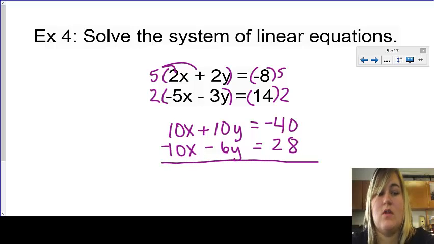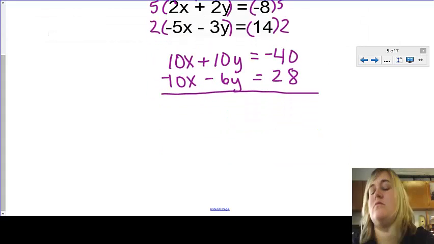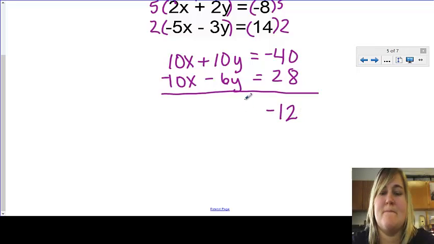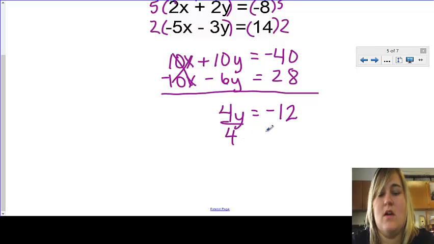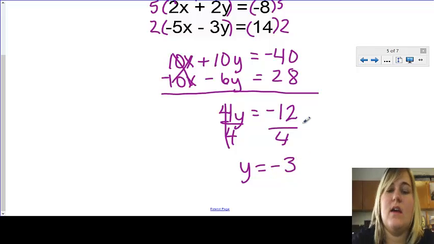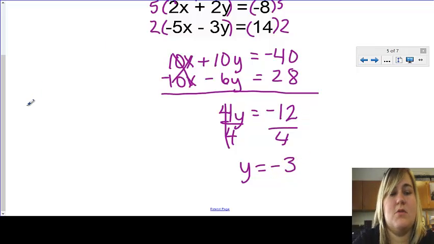So now I can add those two equations together. Negative 40 plus 28 gives me negative 12. 10y minus 6y gives me 4y. And 10x minus 10x cancels out. So to get y by itself, divide by 4 on both sides, and I'm left with y is equal to negative 3. Since y is equal to negative 3, I'm going to plug that in up here to an original equation.